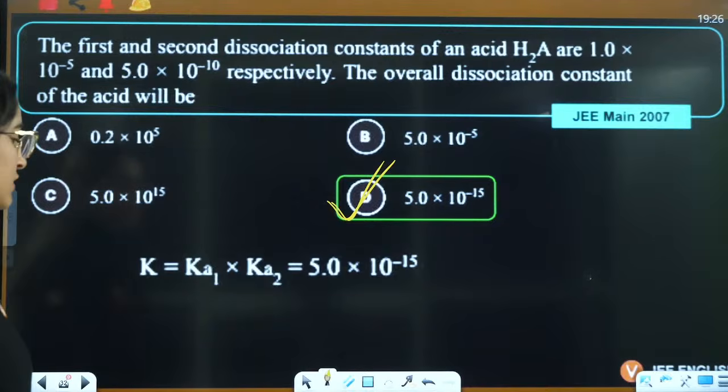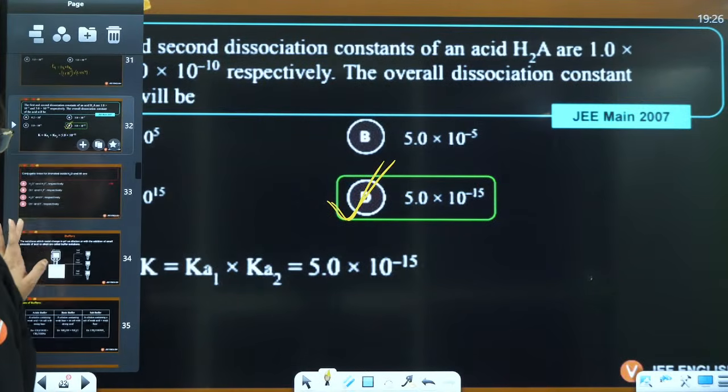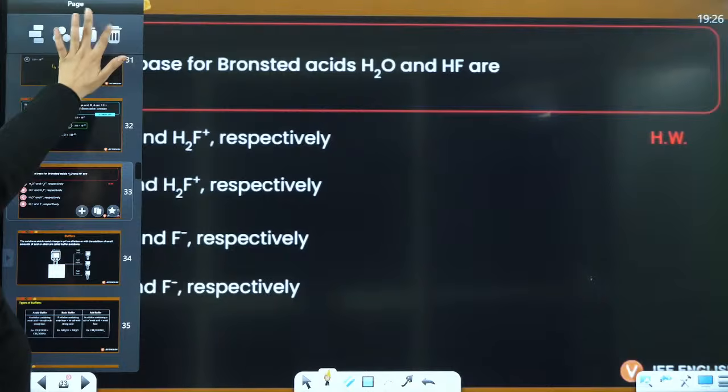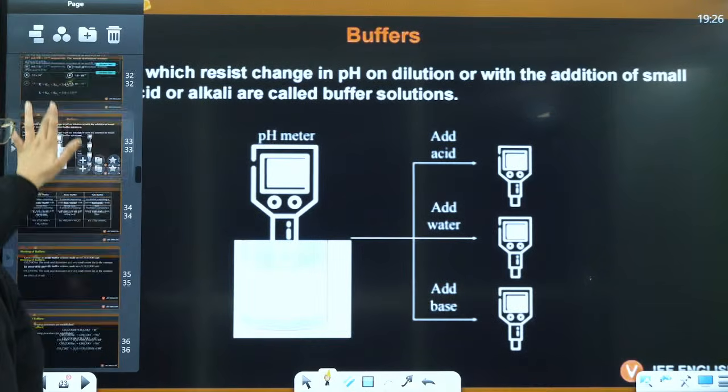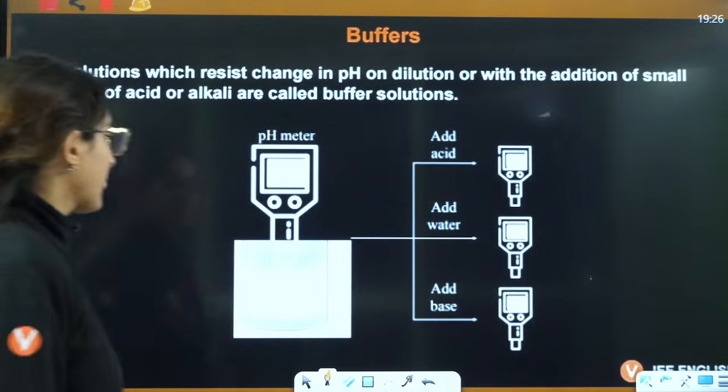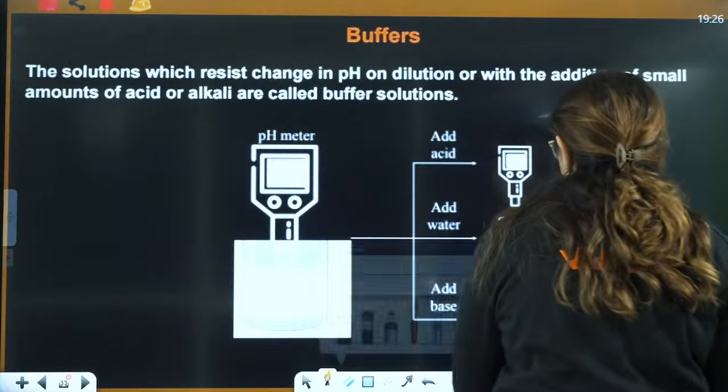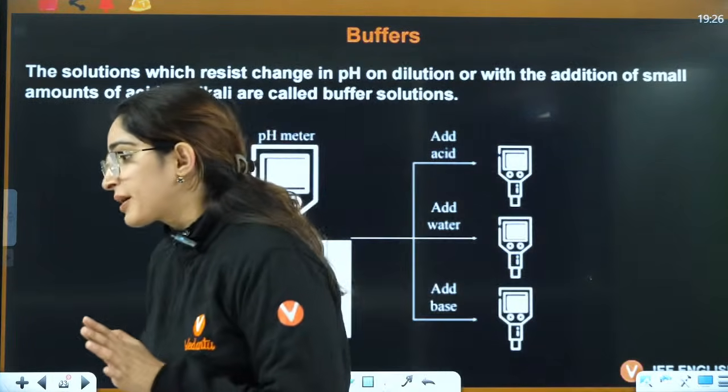Okay, right everybody? Done. This is the homework question only, right? See, buffer solution itself is a very big topic.